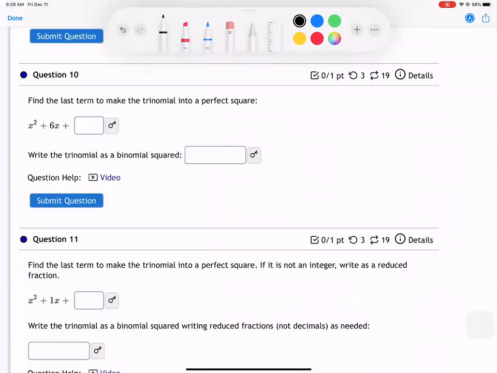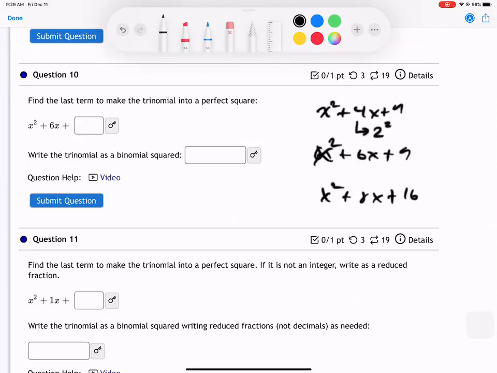Find the last term in the trinomial to make it a perfect square. What would make this into a perfect square? A perfect square problem is x squared plus 4x plus 4, x squared plus 6x plus 9, x squared plus 8x plus 16. The trick is you take the middle, divide by 2, and then square it. So we take the middle, divide by 2 is 3, and we square 3, which is 9.